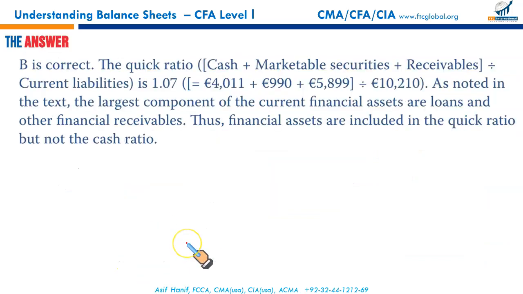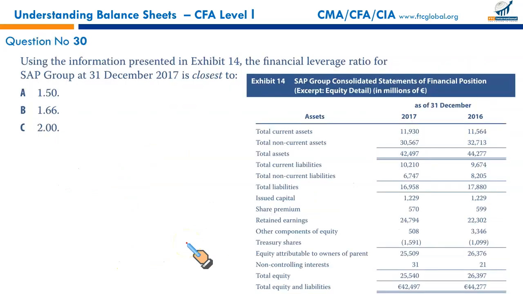That makes B the correct option. Next, using the same data, or I think it's Exhibit 14, the financial leverage ratio for this company in December 2017.